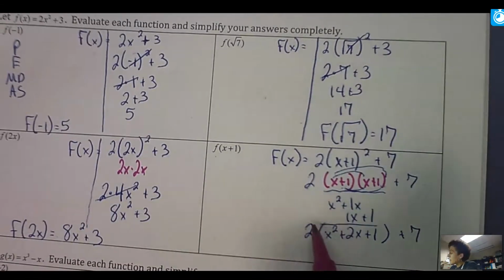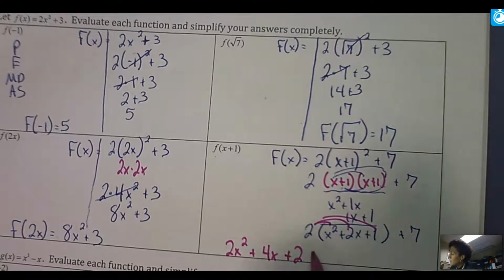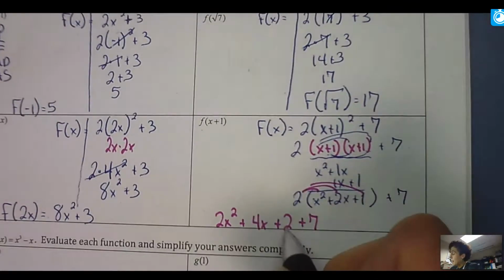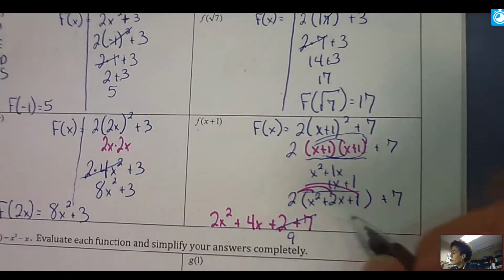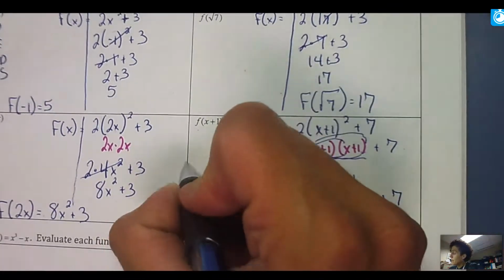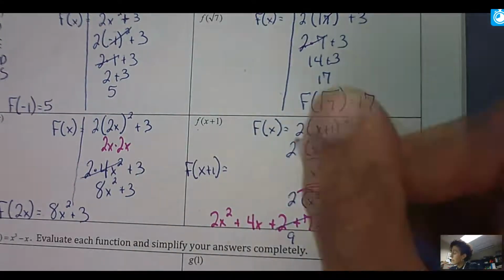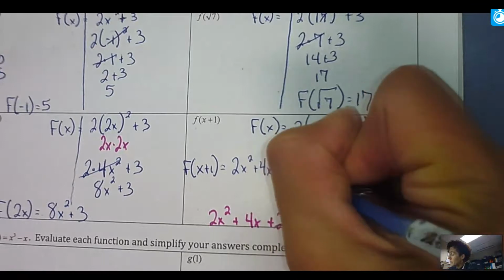And now 2 is going to meet everyone, and I get 2x squared plus 4x from here plus 2. And then I still have my plus 7. And when I do simplify and keep combining my terms, that's going to turn into 9. So the way I want to write my final answer is my function, when x is x plus 1, gives me 2x squared plus 4x plus 9.